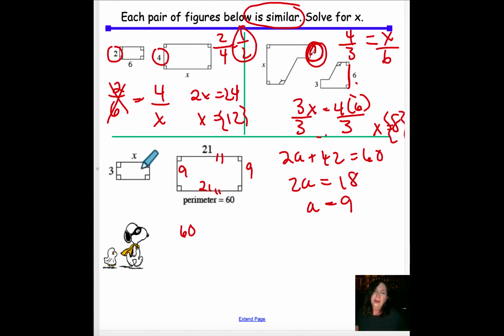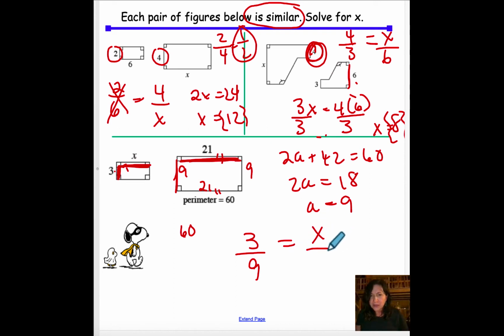And so therefore I can go 3 is to 9. So this height is to this height. So 3 is to 9 as x is to 21. Top is to top. So x is to 21.